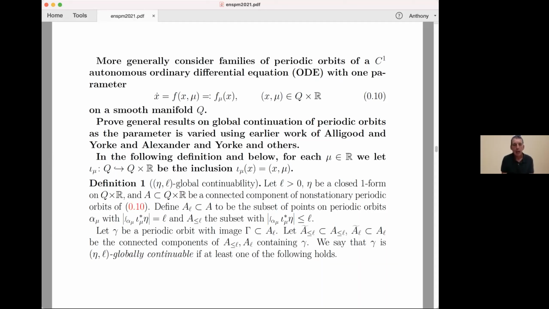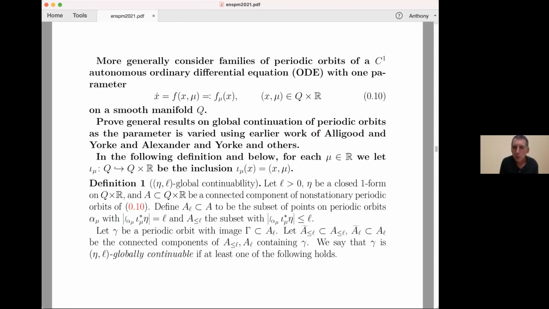So again, let's consider a general system, x dot equals f of x, mu, with a parameter. And we want to consider, exactly as I said, the idea of continuing periodic orbits in some global sense, which means instead of just having the Hopf bifurcation I showed you earlier, can I change mu? Can I still show that I have periodic behavior? So the first thing is a definition of what's called eta-L global continuity.